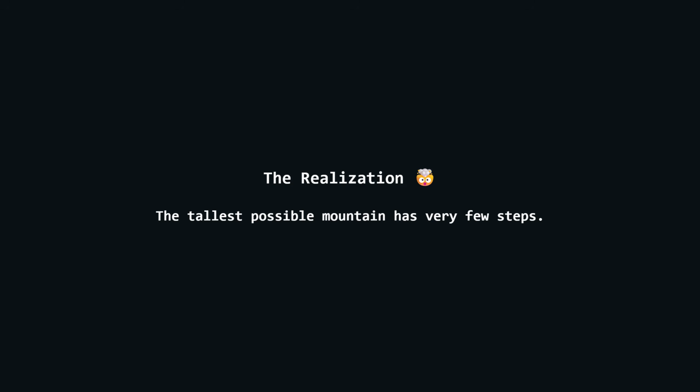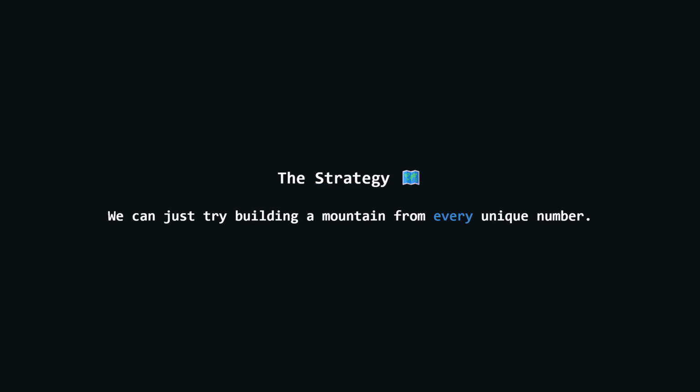What does this mean? It means even starting with the smallest possible step, we hit the limit incredibly fast. A valid mountain can only have a handful of numbers on the way up. Because the mountains are guaranteed to be so tiny, we don't need a complex math formula. We can literally just check every unique number in our list, pretend it's the start of a mountain, and see how high we can build it.